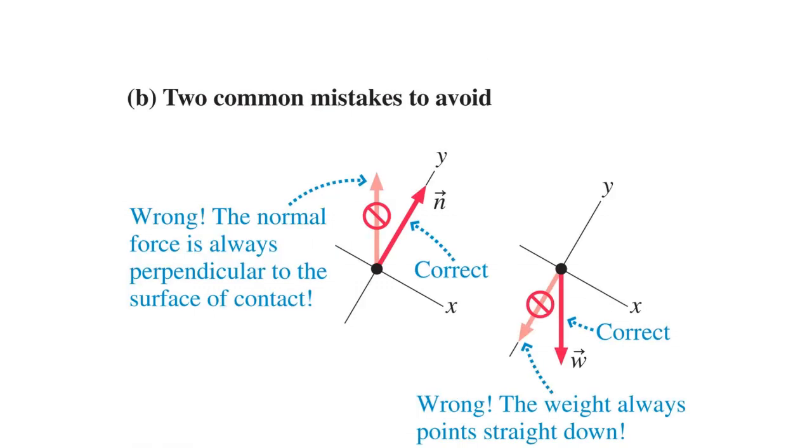Two common mistakes to avoid. It is a very common mistake that you might draw your force normal straight up. That's incorrect, because the normal force is always perpendicular to the surface. That's part of the name. Normal means perpendicular. You might also be tempted to draw your weight downwards at an angle, and that is incorrect, because weight is always straight down, and that makes sense because gravity pulls straight down. Gravity doesn't pull at an angle. Gravity pulls straight down, so our weight would be acting straight down.